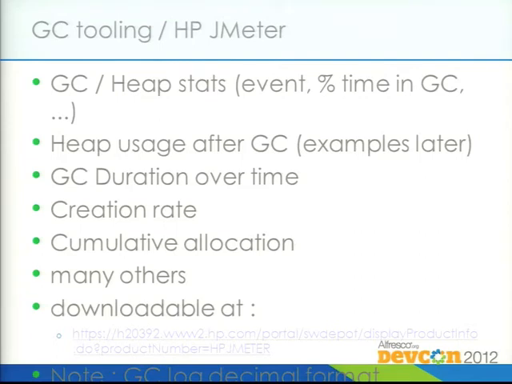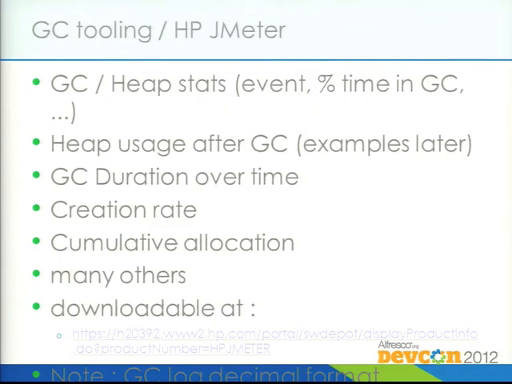Interesting. Basically, what you're going to be able to find out with the GC is some stats on the heap, percentage of time in GC, etc. The most important would be heap usage after GC, as we'll see in some examples later. You could also graph the GC duration over time. Does my GC increase in time as the application is going through? Creation rate is the rate at which you are allocating objects, and you can find out if you are hitting, for example, hardware limits against memory allocation. That's something that you need to watch out for, and many other things that we'll look at maybe later.